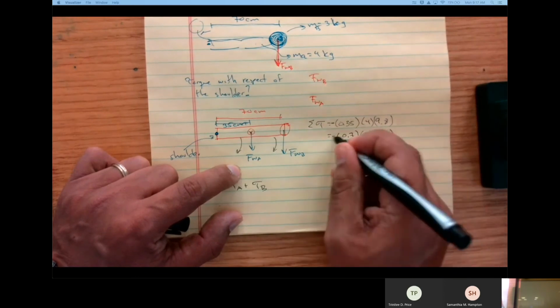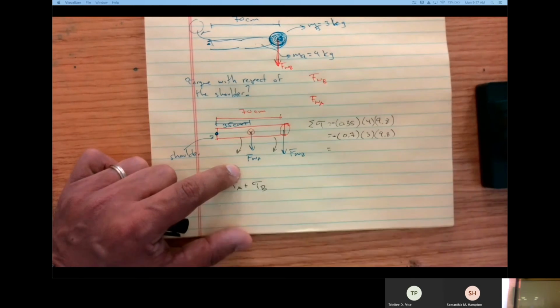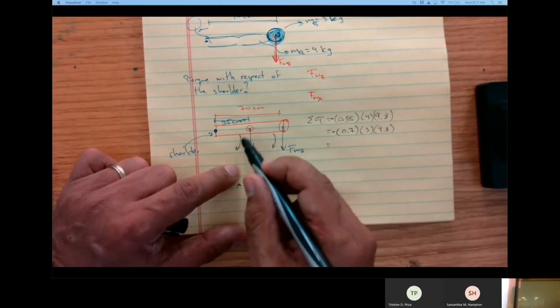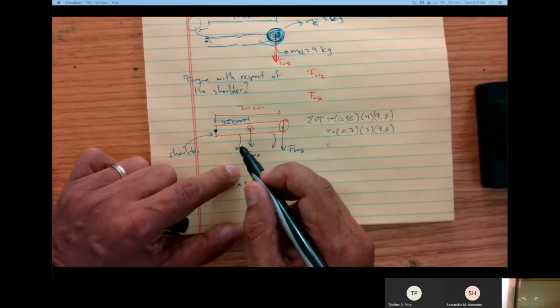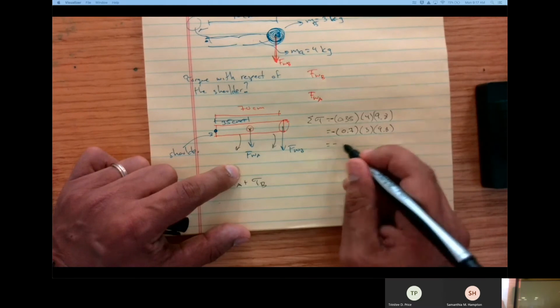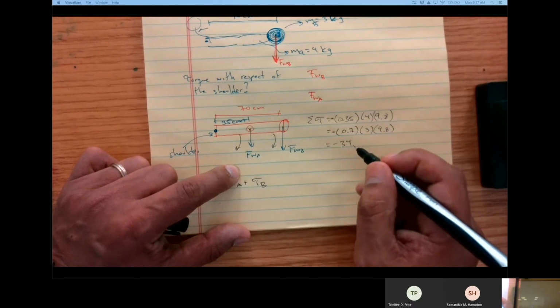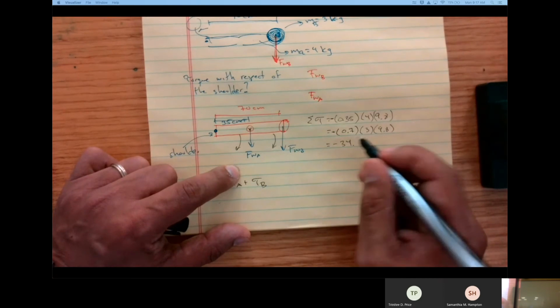And at the end, I think you guys, yes. Oh, why is the 0.35 negative? It's going clockwise. Yeah, because it's going clockwise, so the torque is going to be negative. And at the end, I think you end up with minus 34 or something. Lexi, negative 34.3 newton meters.